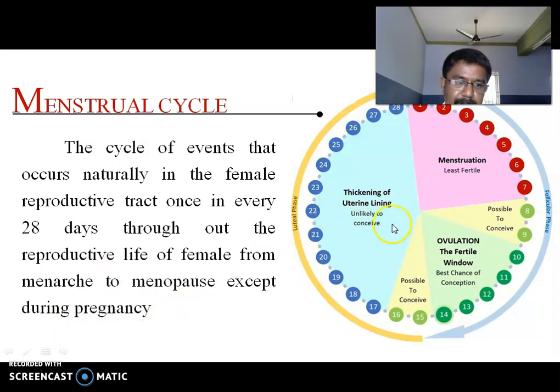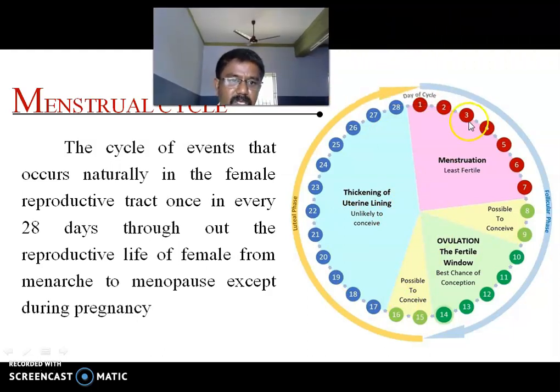This is the menstrual cycle. See, day 1, 2, 3, 4, 5, 6, 7. These 7 days are called the menstrual phase or bleeding phase. Least fertile in this region. Possible to conceive on days 8, 9. These 2 days are possible to conceive, suitable for fertilization.